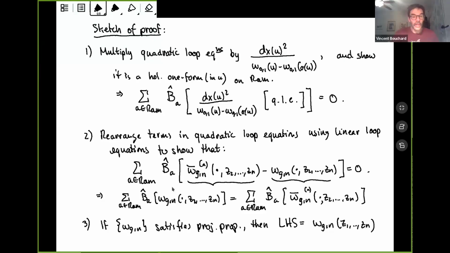Now, what you see here is that if you don't impose the projection property, then the left-hand side here is not the omega GN, right? So you will not actually get topological recursion. What you'll get is some recursive formula, but what it fixes is only the principal parts of the omega GN. So that will not reconstruct the full omega GN recursively. Okay, so that's basically how you get topological recursion from the loop equations.